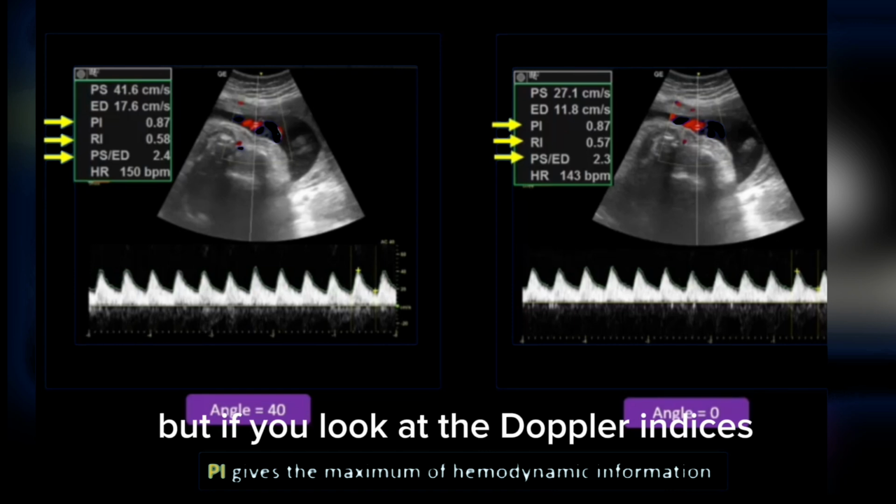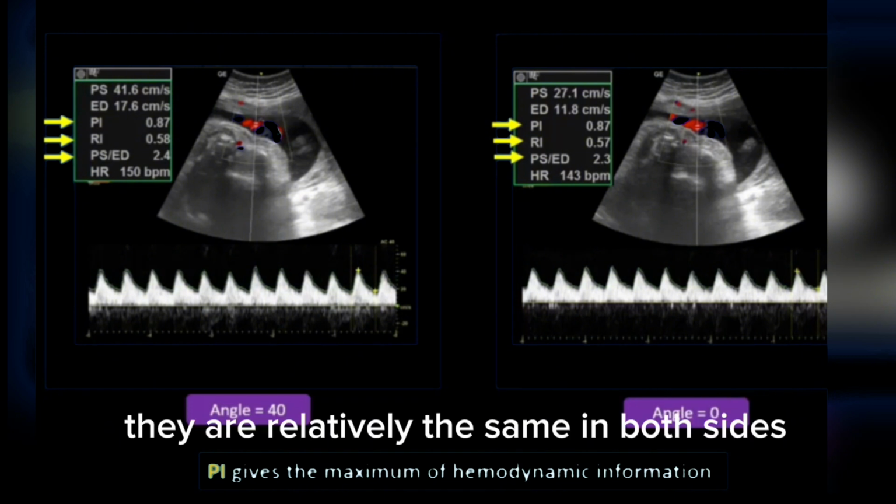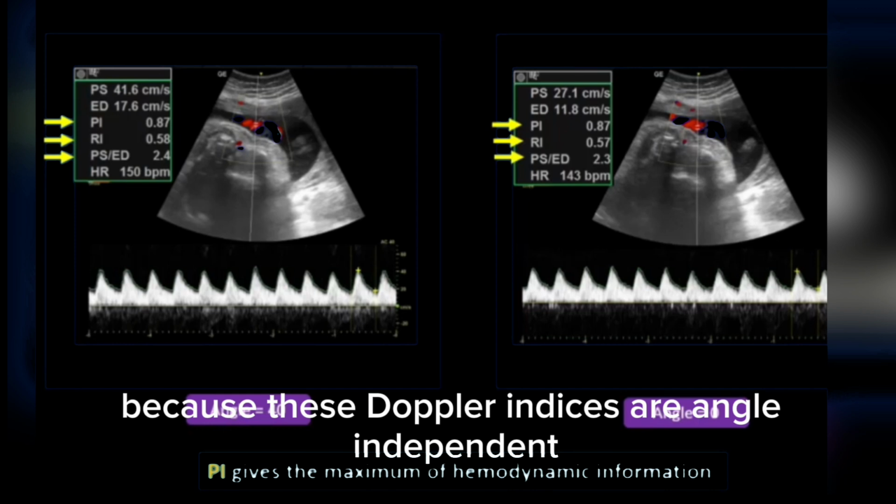But if you look at the Doppler indices, resistive index, pulsatility index, and SD ratio, they are relatively the same on both sides because these Doppler indices are angle independent.